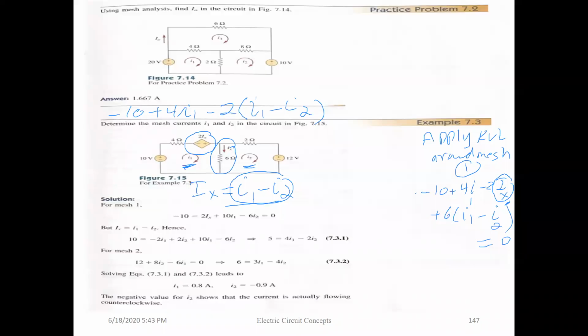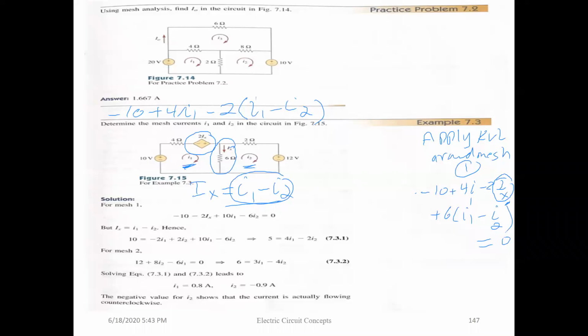Okay, so I already plugged in for ix, and then plus 6i1 minus 6i2 equal to 0. Okay, let's put this.